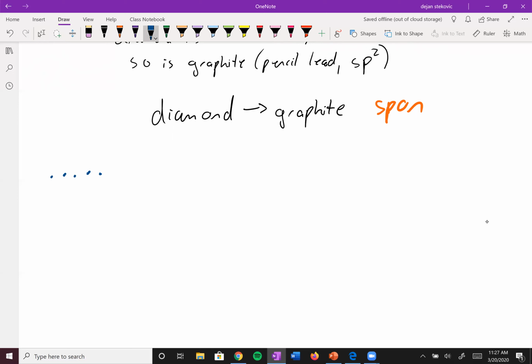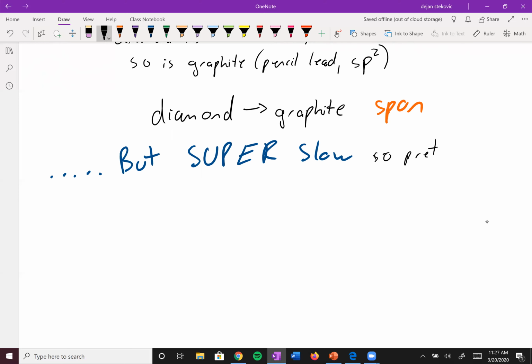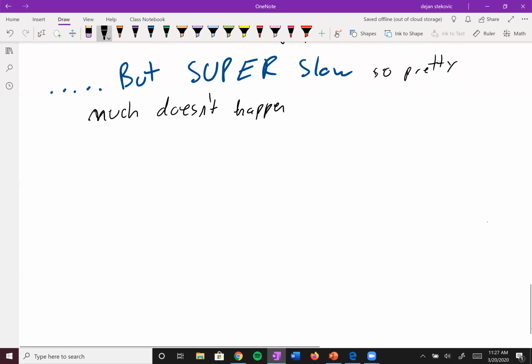And so if you actually look at the kinetics of this, you'll see that this reaction is super slow. It's so slow that it pretty much doesn't happen. I'll give you an example in a bit.